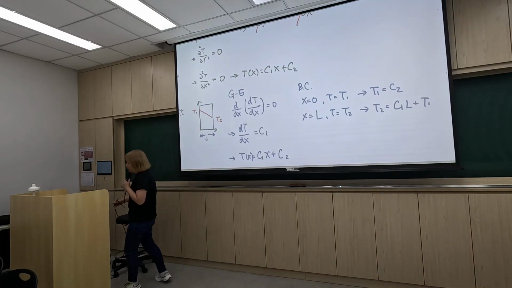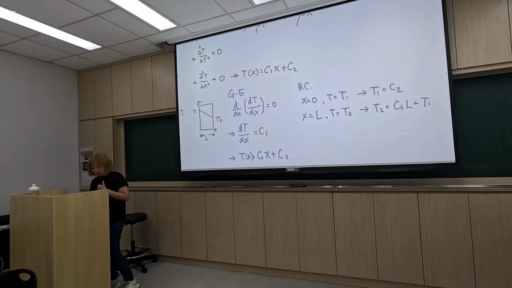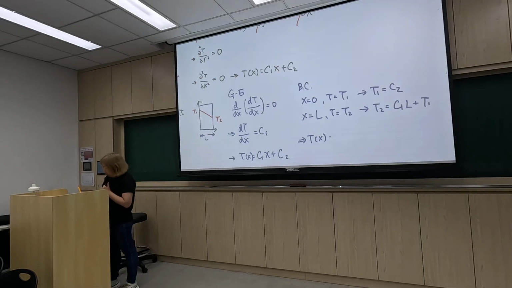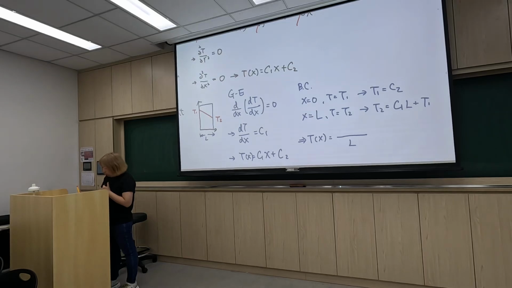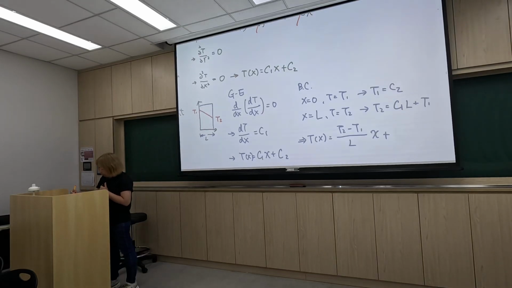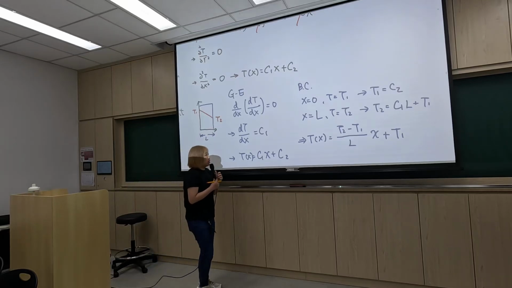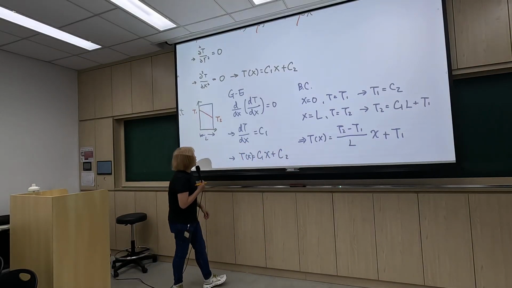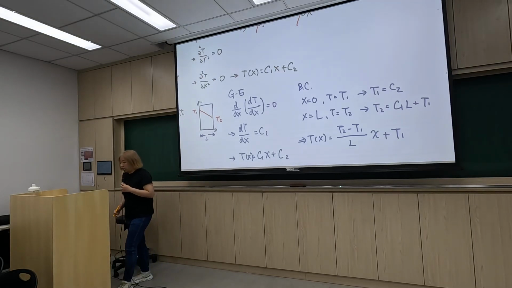First we put x equal to 0, then we get T1 equals C2. Then put C2 back into the equation, and we get the result. Then we have the temperature profile in the constant coordinate. Oh, T1. So this we call the temperature distribution, or temperature profile, in the constant coordinate.